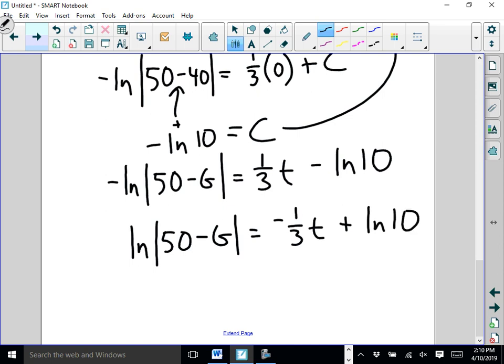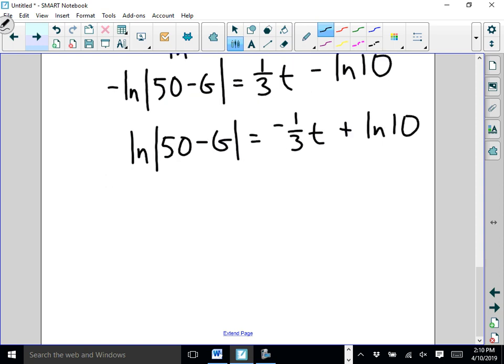Now I got to get rid of my natural log. I'm going to do that with powers of e. So I get absolute value of 50 minus g equals e to the negative 1/3 t plus ln 10. Again, the simplification here that you might see on multiple choice, they might write that as 10e to the negative 1/3 t. It's the same thing, okay? But we don't need to make that simplification because we don't have to simplify it. It's good as it is.